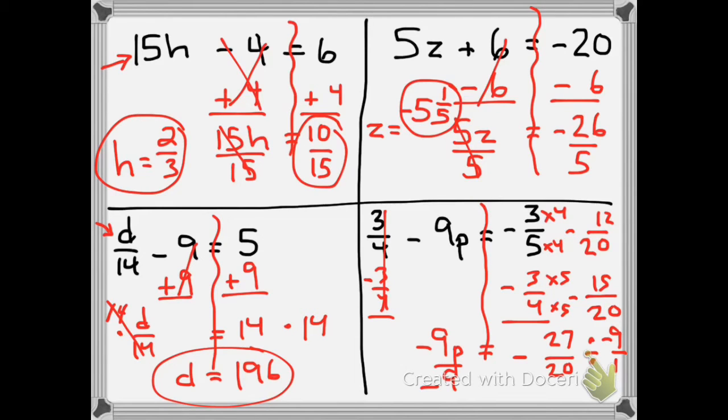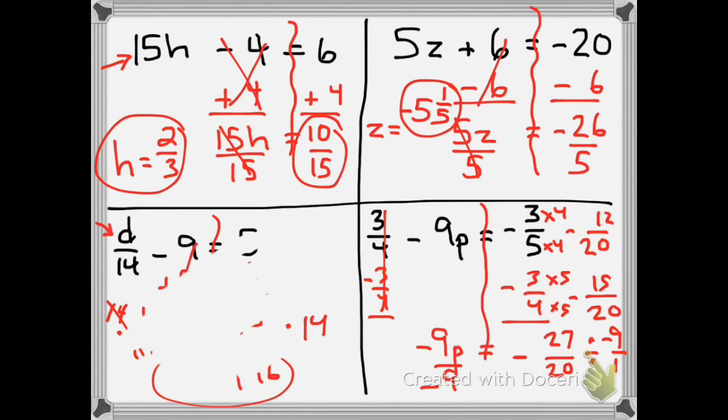All right. So I'm going to erase some stuff over here so you guys can see. All right, so we have negative 27 over 20. Remember our keep, change, flip. So we're going to change this to multiplication. We flip this upside down.